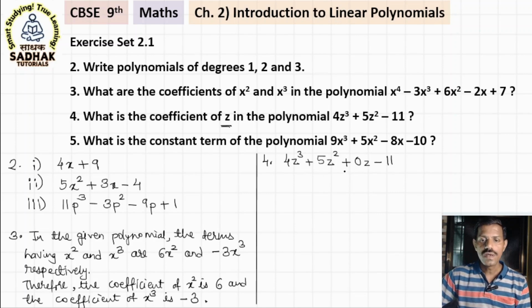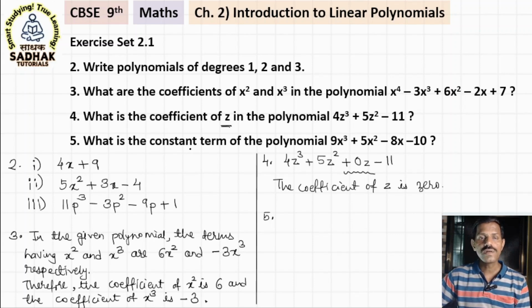Here we have written the missing term, and whenever we have to write such a missing term, the coefficient will be 0. So now we can see that the coefficient of z is 0. Now let us go to question number 5. What is the constant term of the polynomial 9x cube plus 5x square minus 8x minus 10?